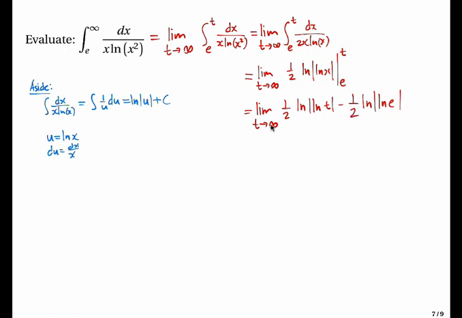Now, as t goes to plus infinity, ln of t will go to plus infinity. ln of something going to infinity will also be infinity. So this is simply plus infinity, and therefore, this improper integral here is divergent.